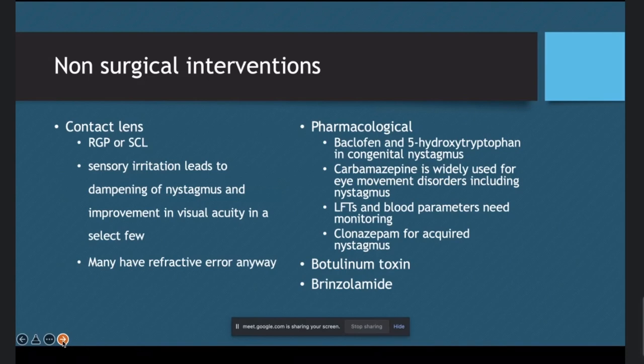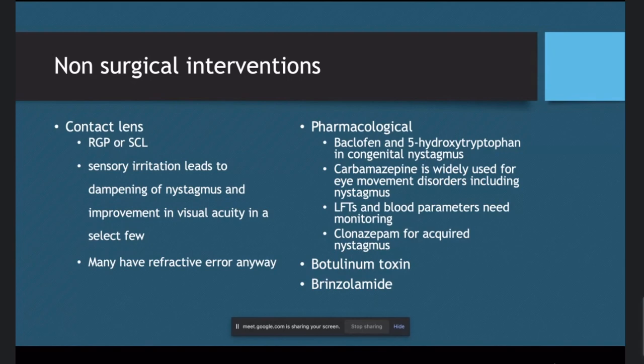Non-surgical interventions are contact lenses, RGP or soft lens. The way it works is that they feel the sensory irritation of the lens sitting on the eye leads to dampening of the nystagmus. What about pharmacological? They have tried baclofen and 5-hydroxytryptophan in congenital nystagmus. Not very good. Carbamazepine is used widely for eye movement disorders, including nystagmus. Again, you have to monitor LFTs and blood parameters.